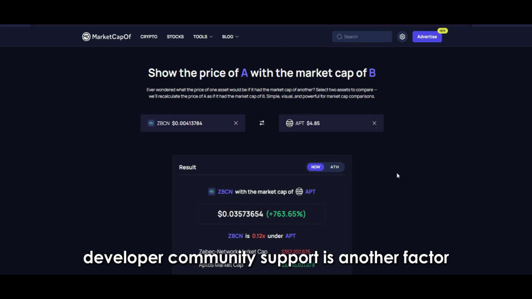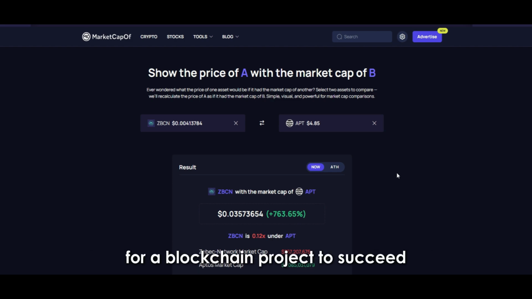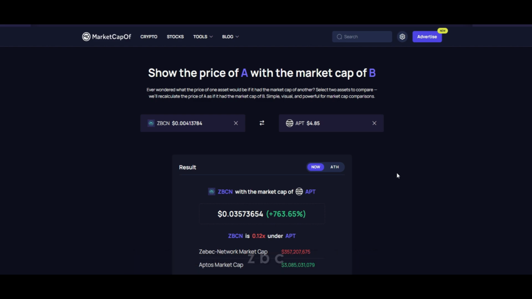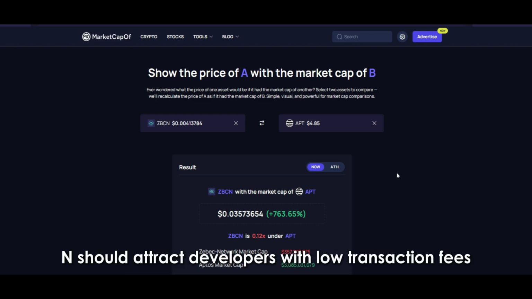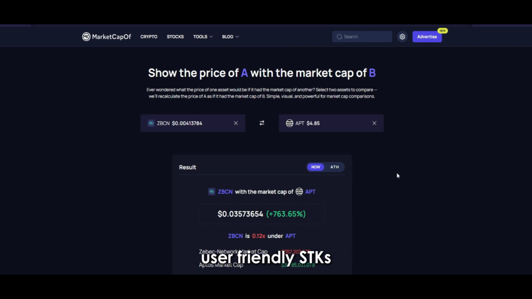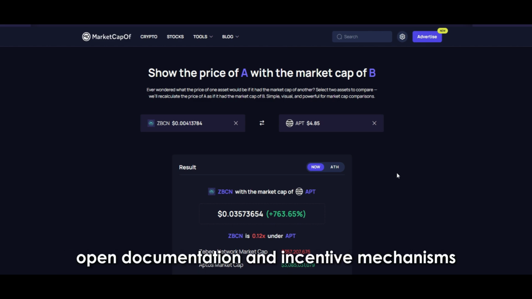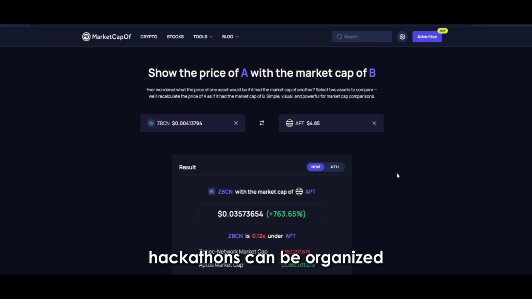Developer community support is another factor. For a blockchain project to succeed, developers must prefer that platform. ZBCN should attract developers with low transaction fees, user-friendly SDKs, open documentation, and incentive mechanisms. Hackathons can be organized, reward systems established, and technical support provided.